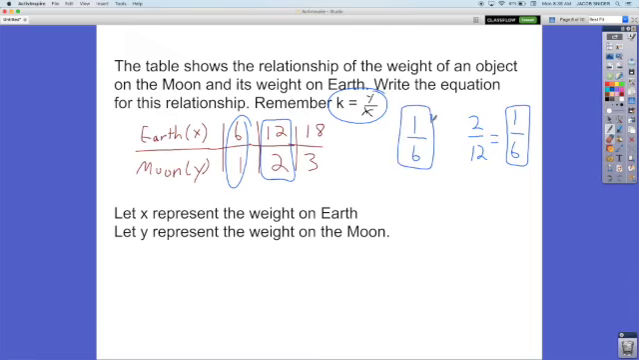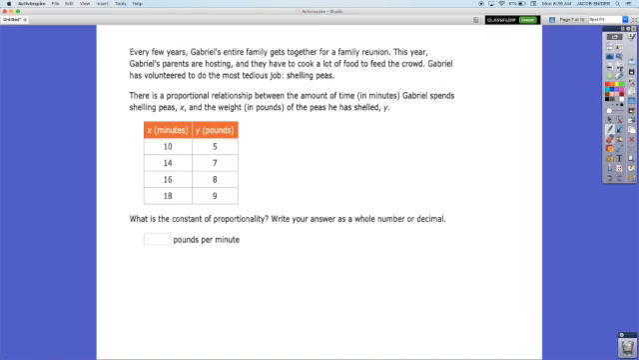So now if I read the part below, x represents the weight on Earth, y represents the weight on the moon. So y, my weight on the moon, equals, what was my ratio? My ratio was 1 over 6. And then my weight on the Earth is my x. And there's our equation for that table. I think we're getting a little better at this. I think I haven't done a great job so far today teaching you, but by showing some more examples, we'll get there.